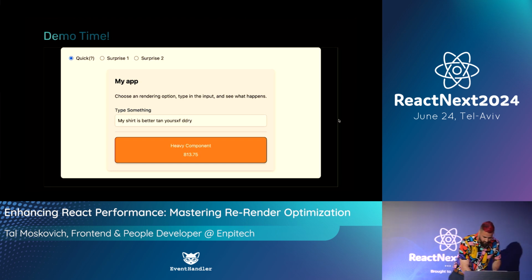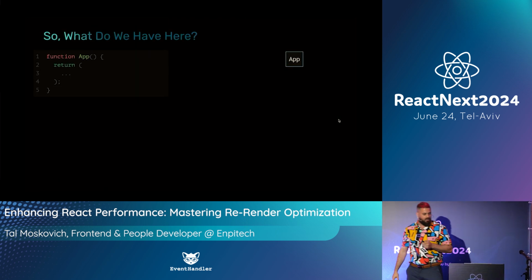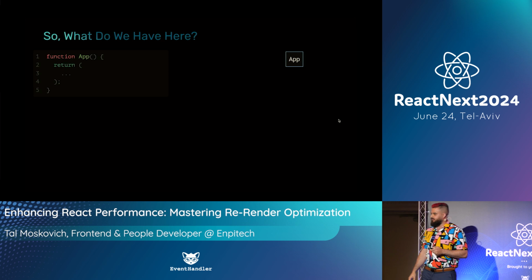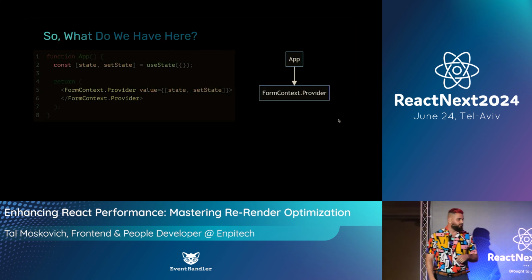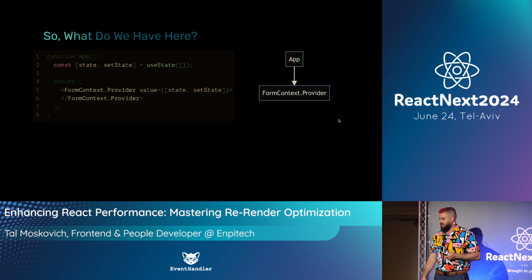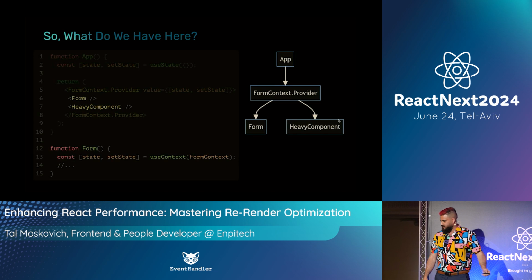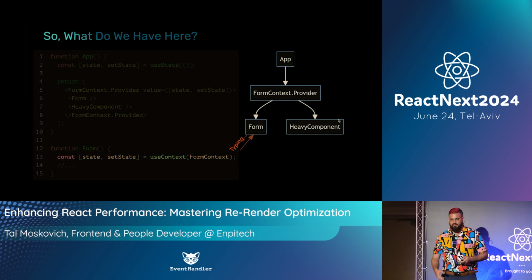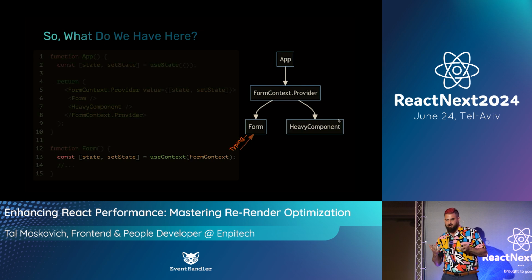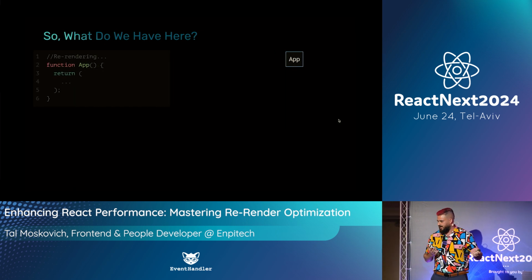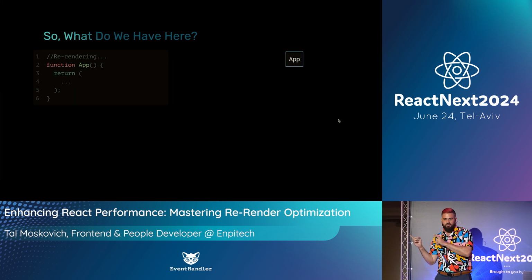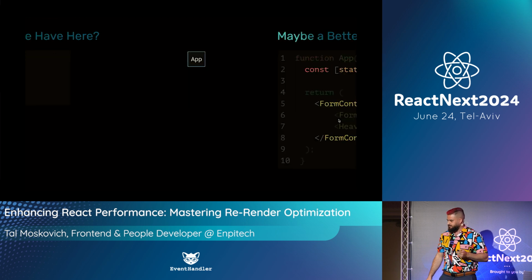Yeah, my clicker is not working. Just a moment. Yeah. So what do we have here? We have, of course, the app, and we have, of course, the context provider, and we have, of course, the form and the heavy component. And when I type in the form, the whole app is rendered again. There is nothing new here, okay? Not just the heavy component, the whole app, okay?